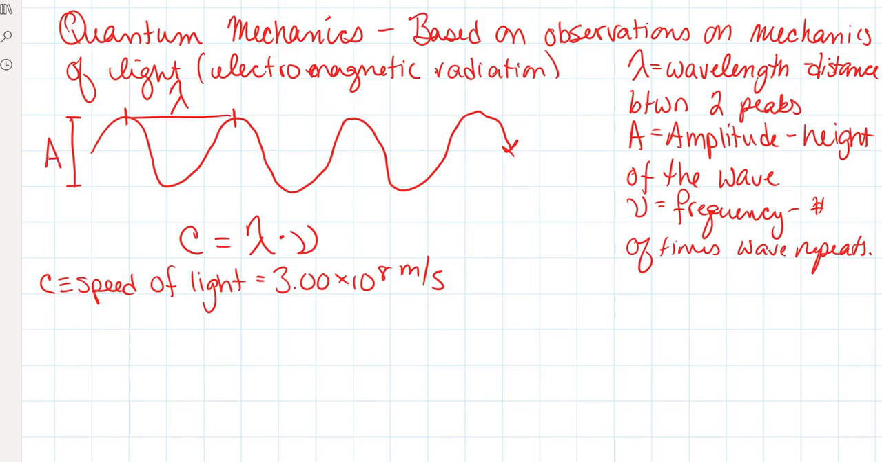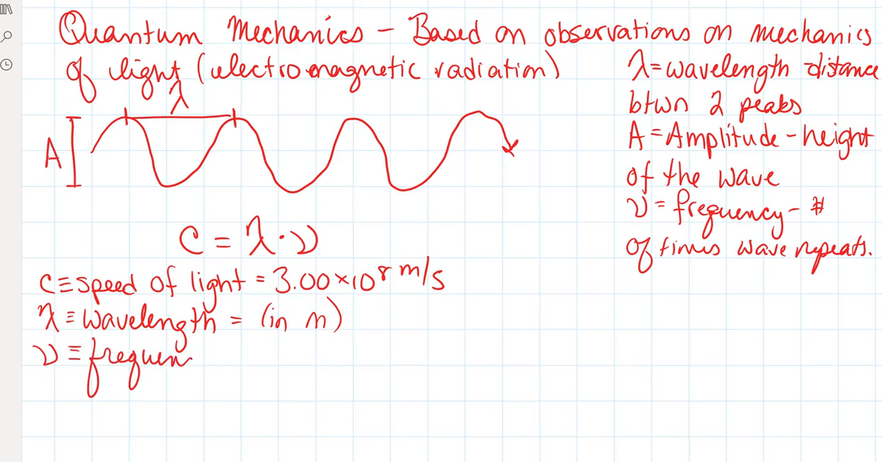We know lambda is the wavelength, and in this case, my wavelength has to be my measurement in meters. And then lastly, I know that my frequency is the number of repeating cycles. So in this way, we measure it in hertz, which is just a number of inverse seconds. So when you multiply wavelength and frequency together, you end up with units of velocity.